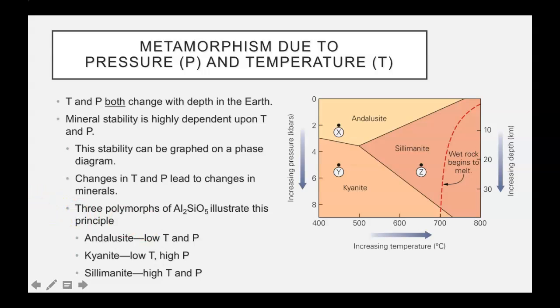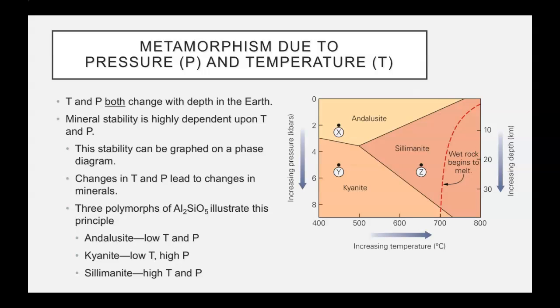We looked at this graph earlier. It is the phase change between andalusite, kyanite, and sillimanite, and it is about what pressure and temperature those minerals are stable. So the pressure and temperature are both changing with depth in the earth. It gets hotter and the pressure gets higher the deeper into the earth.